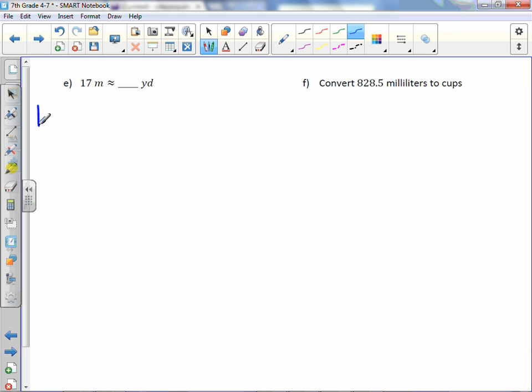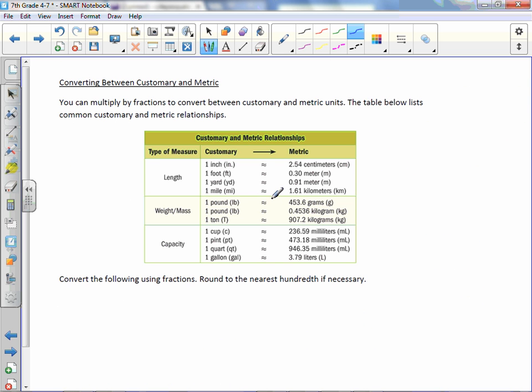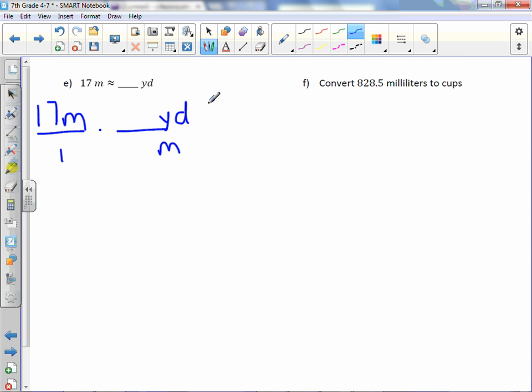Letter E. 17, again, M is meters over 1. We need to get rid of meters and convert it to yards. So we have 1 yard is 0.91 meter. Our meters cancel out to leave us with yards as our unit.